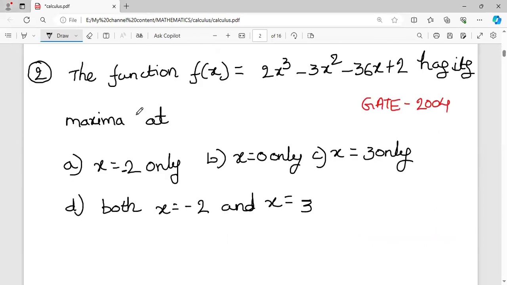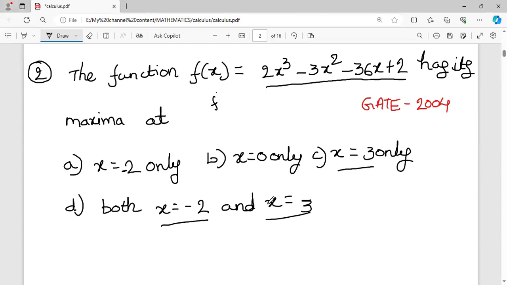Next, maxima and minima. Remember one point, while doing f dash of x. Read the problem. The function f of x equal to 2x cube minus 3x square minus 36x plus 2 has its maxima at: (a) x equal to minus 2, (b) x equal to 0, (c) x equal to 3 only, (d) both x equal to minus 2 and x equal to 3.